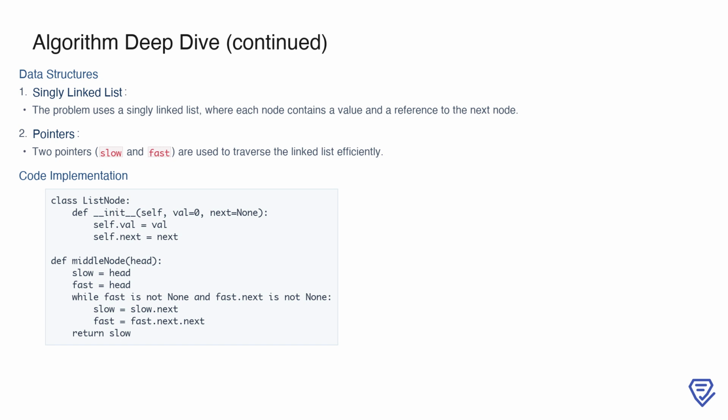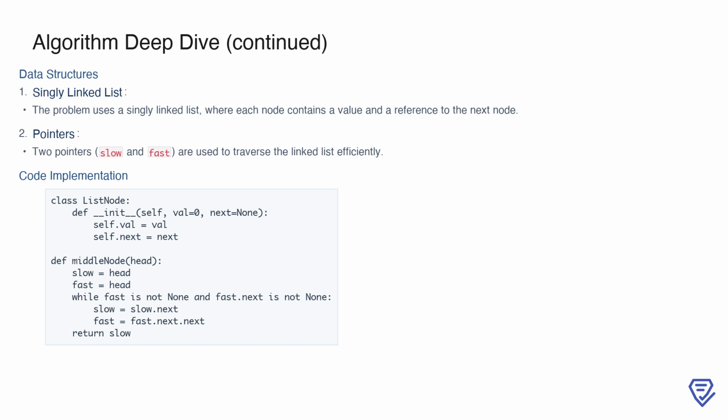In the middleNode function, we initialize both slow and fast pointers to the head of the list. Using a loop, we move the slow pointer one step at a time and the fast pointer two steps at a time, ensuring that the traversal stops when the fast pointer or its next node becomes null. Finally, the node referenced by the slow pointer is returned, which gives us the middle node of the list. This concise implementation captures the efficiency and simplicity of the two-pointer technique, solving the problem in O(n) time with O(1) space.